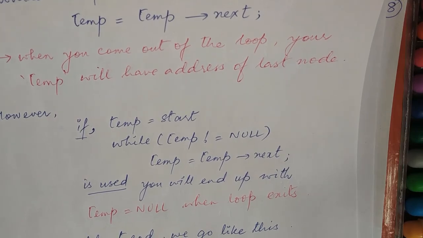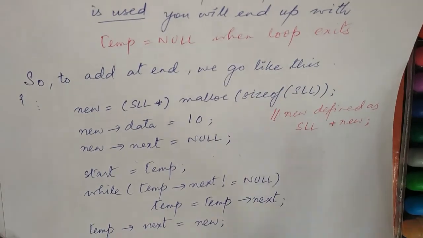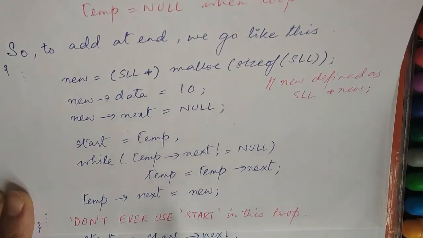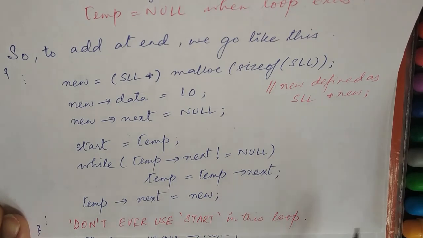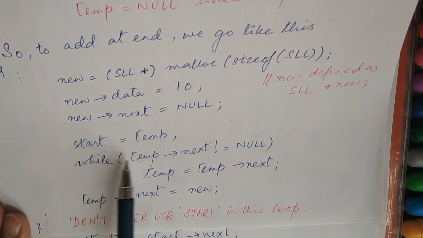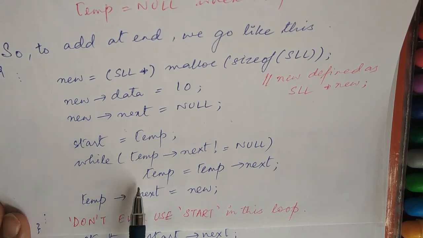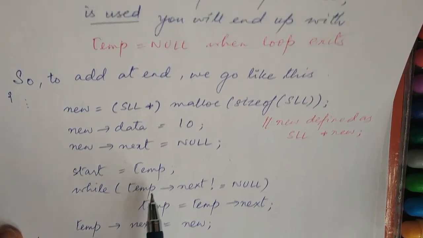So by this, we are actually linking our new node to the last node and basically adding to the end of the linked list. So whenever you write this loop, don't ever use start here. Okay, because then you will overwrite start and then you will have no access to the beginning of the linked list and your program will crash. Okay, so this is your add in the linked list.